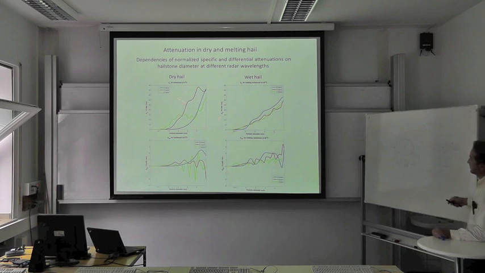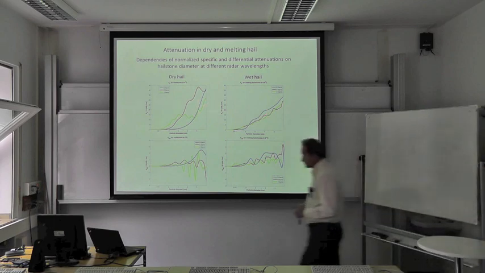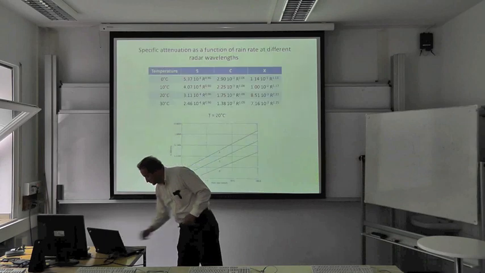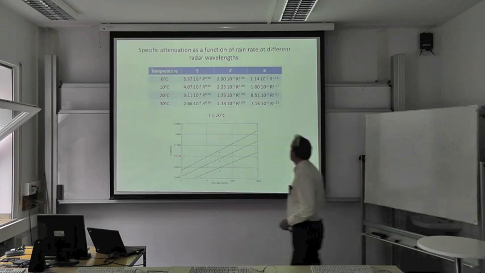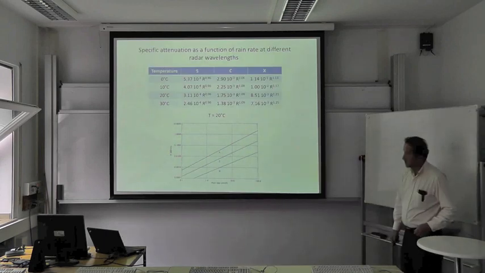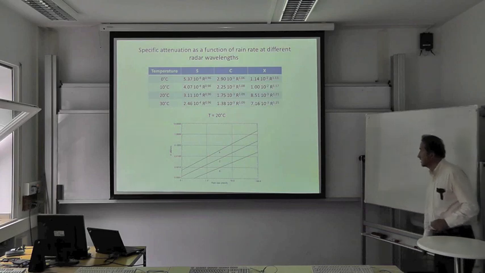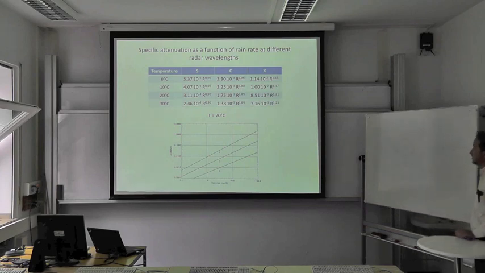All right. And the differences in radar wavelength can also be dramatic. Specific attenuation is almost linearly related to rain rate, which makes it a potentially very interesting and useful variable for rainfall estimation. So the problem of how to measure the specific attenuation, we'll talk about that in the next lecture.